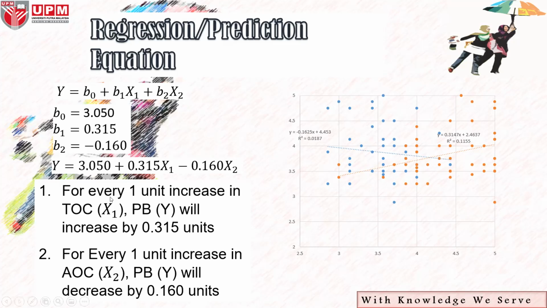Okay, so this is how to read the unstandardized beta value. For every 1 unit increase in task-oriented coping, philanthropic behavior will increase by 0.315 units, and for every 1 unit increase in avoidance-oriented coping, philanthropic behavior will decrease by 0.16 units.